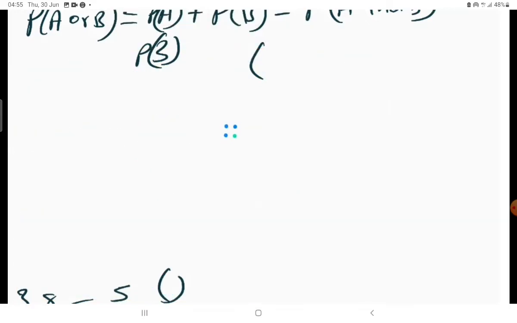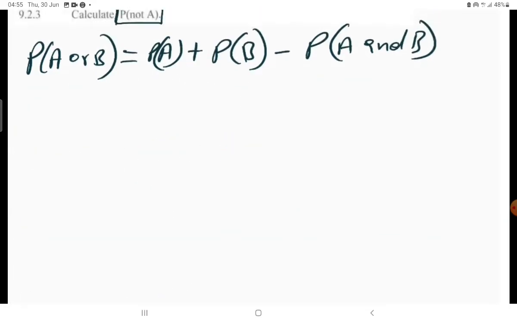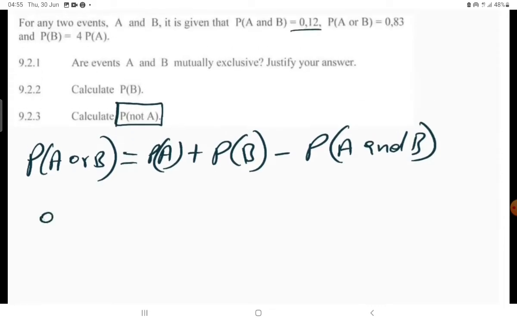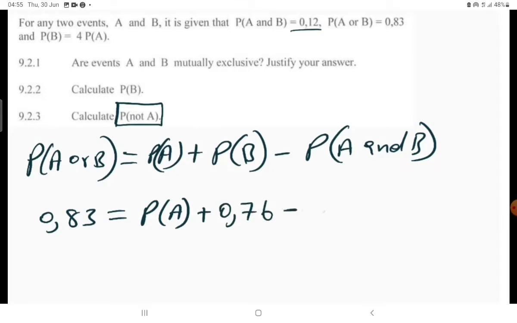Probability of A, we know that probability of A or B is given by 0.83, which is equal to probability of A. We are looking for probability of A, then plus probability of B, which is 0.76, then minus 0.12, which is the probability of the intersection that was given in the equation.